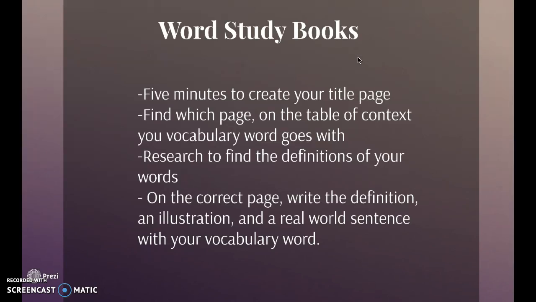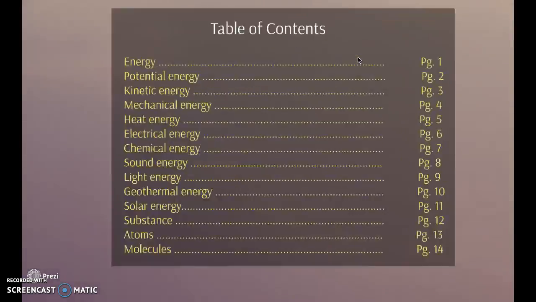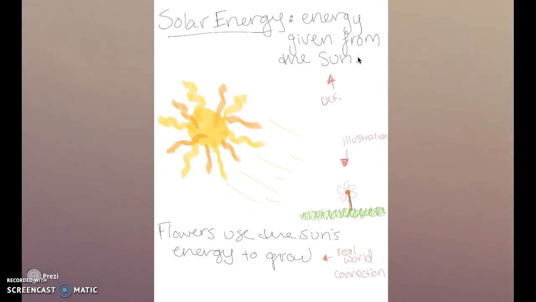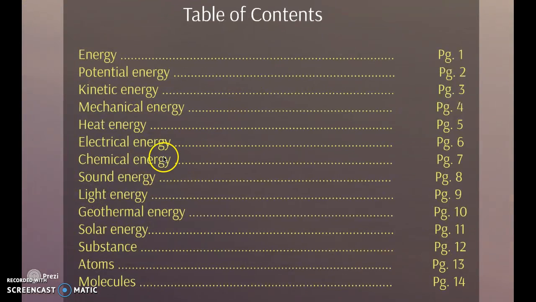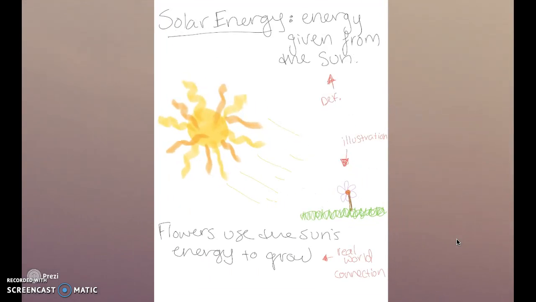You want to show them the example before they break off into their groups. So, okay class, this is the example. We're going to use solar energy. Solar energy's definition is energy given from the sun. Let's see what page of contents solar energy is on. It is on page 11. On page 11, I have my definition, solar energy, and then I drew my picture because the sun gives the energy for the plants to grow, and then you have to make sure you make that real world connection, so at the bottom, make sure you have your sentence. Flowers use the sun's energy to grow.